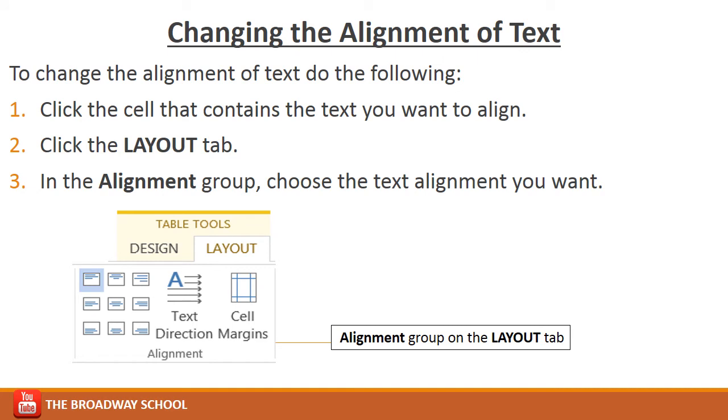Changing the alignment of text. Alignment actually refers to the positioning, placement or arrangement of text. To change the alignment of text, do the following. Click the cell that contains the text you want to align. Click the Layout tab. In the Alignment group, choose the text alignment you want. In the picture, the Alignment group is given. Different small boxes show the text alignment in a cell.